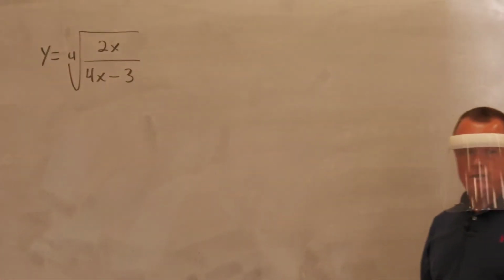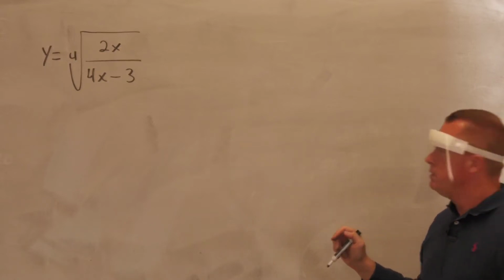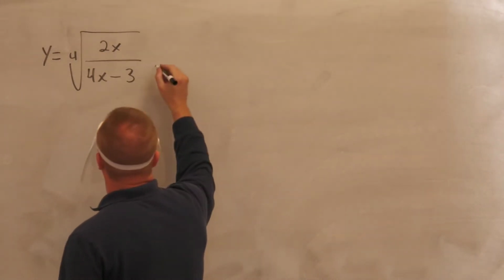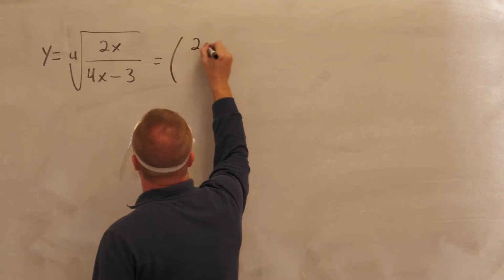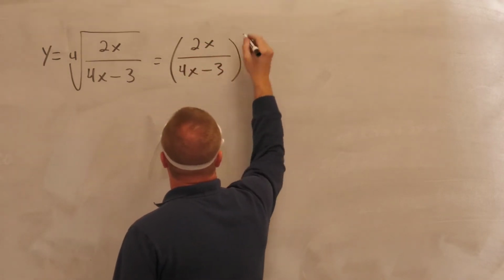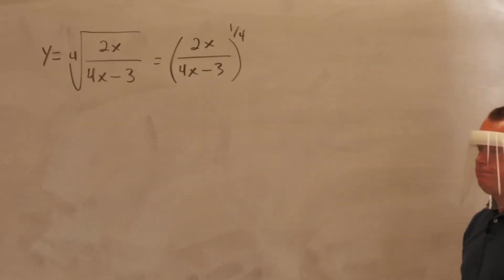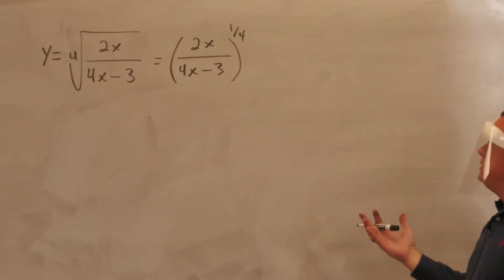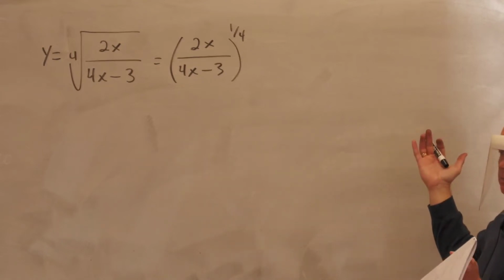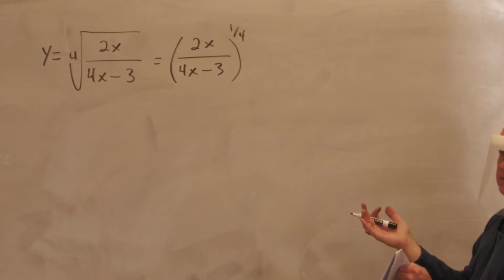Okay, so again, anytime you got a radical there, think of that as a power. So I would rewrite this one first as 2x over 4x minus 3 to the 1/4 power. I'm going to do that first. And then you can tell easily the outside function is that power of 1/4. The inside is the 2x over 4x minus 3.